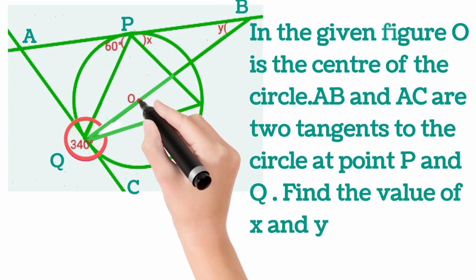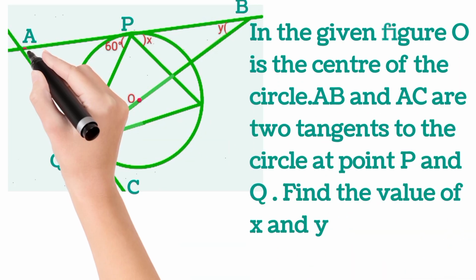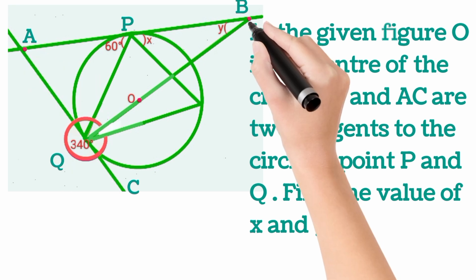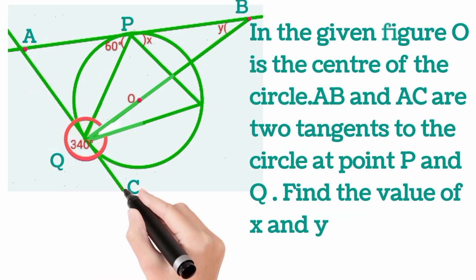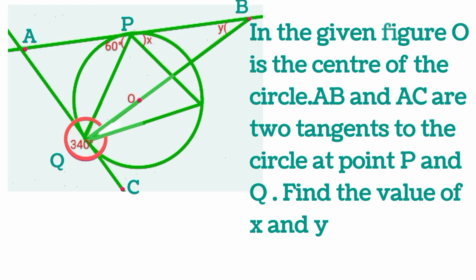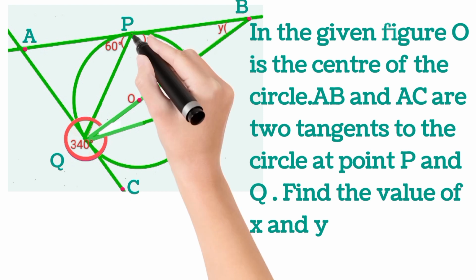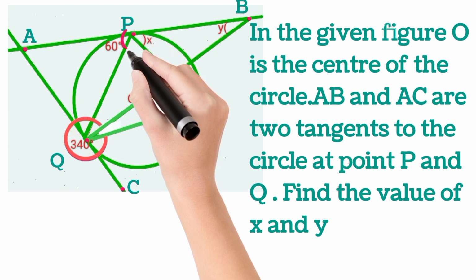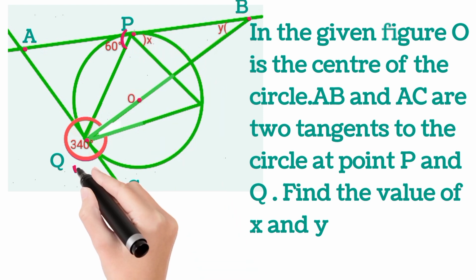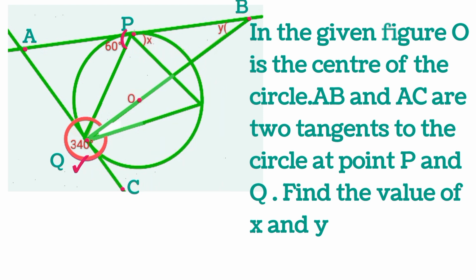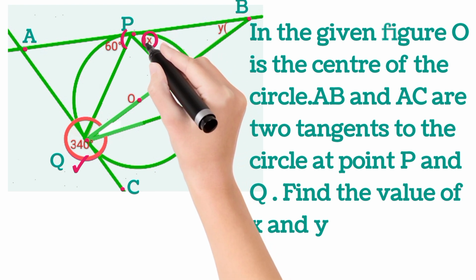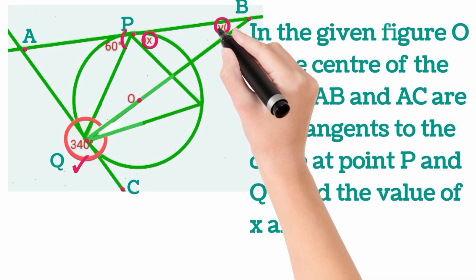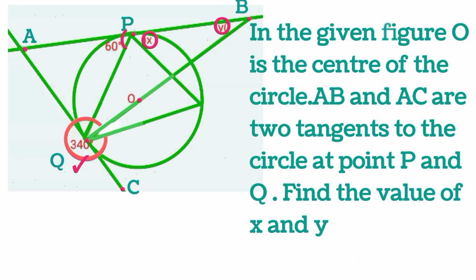So here is a question in which O is the center of the circle. AB and AC are two tangents to the circle at point P and point Q. Now this angle is given 60 degrees and this angle is given 340 degrees. We have to find out the values of X and Y. So let's see how to solve this question.